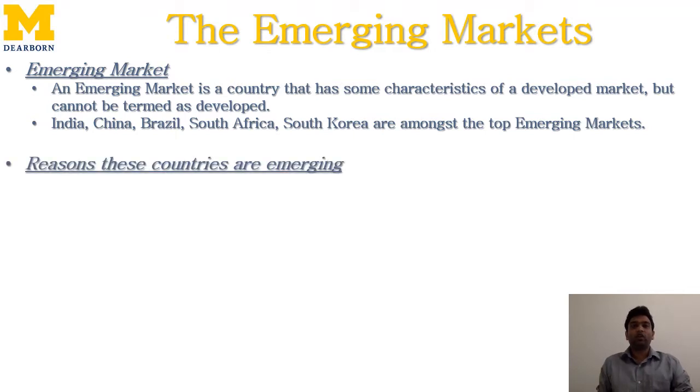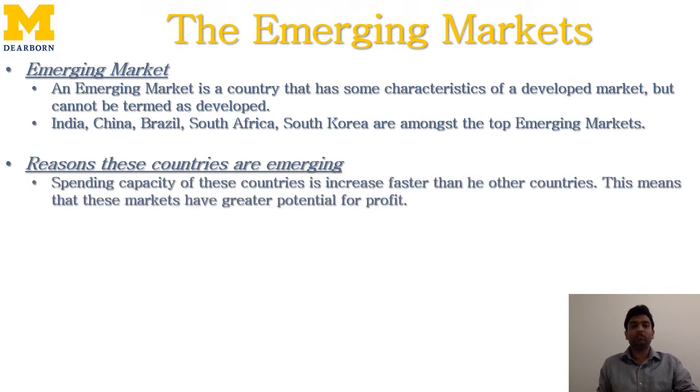Then what is it that these markets are doing differently from other markets, so that they can be termed emerging markets and different companies are more attracted toward them? The main reason is the spending capacity of this market. The spending capacity of these markets has increased over the decade, and people in these markets are willing to spend on new stuff and new high technology products.